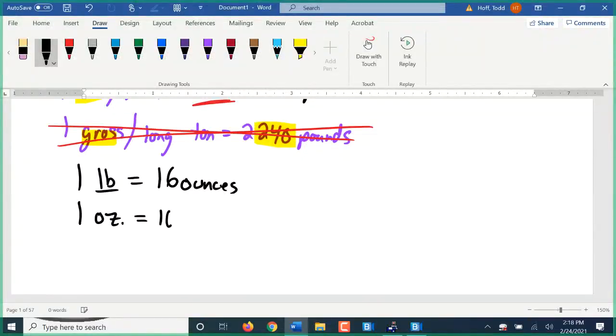Smaller than an ounce, we have drams. Those are units that most people have never heard of. There are 16 drams in an ounce. Drams were one of the original apothecary units. You might be prescribed an eighth of a dram of medication. Smaller than a dram, 1 dram contains 60 minims.